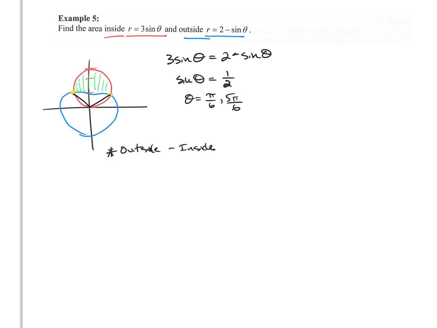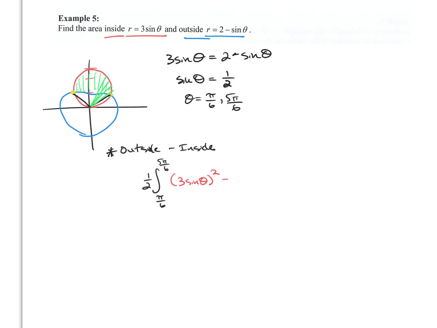And so what we need to do is find the integral. And what do we have out front? Do you remember? 1/2 out front. And I'm going to go all the way from pi over 6 to 5 pi over 6. And so what is my outside? So when I add these all up, what am I doing on my outside? The 3 sine theta. So my outside would be this 3 sine theta, quantity squared.